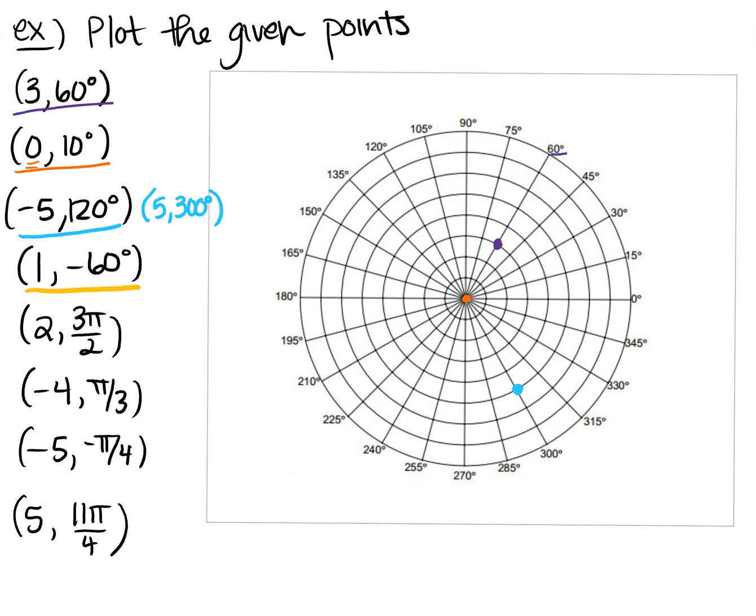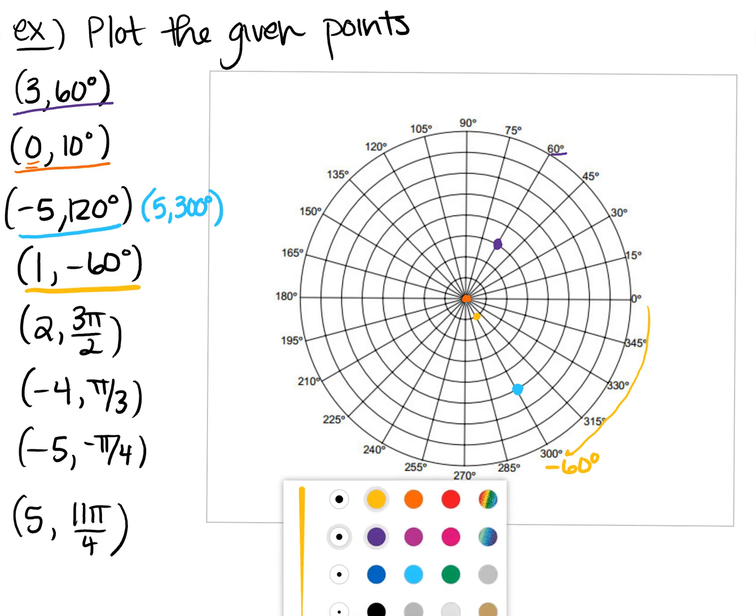All right, 1, negative 60. So negative 60 degrees. I'll put the lines, but I probably won't be putting the actual labels. You'll need to know those. But if I look at (1, negative 60), I'm going to go negative 60 degrees, which means I'm going to go 60 degrees in the opposite direction, right? So this line right here is coterminal with negative 60 degrees, and then I want to be 1 away. So there's my point right there for being 1 away. Okay. Oh, let's keep going.